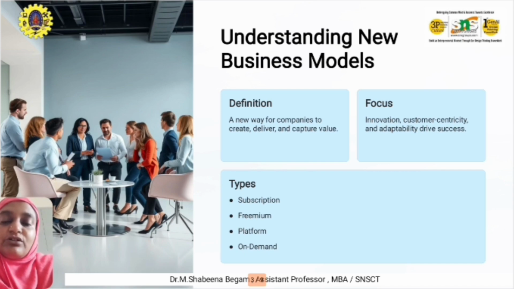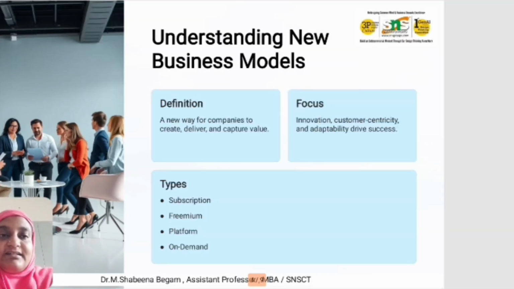Here, there are four types of business models. It's subscription, premium, freemium, which is free along with a premium offering, so you have to club both and give free samples. Then platform and on demand.